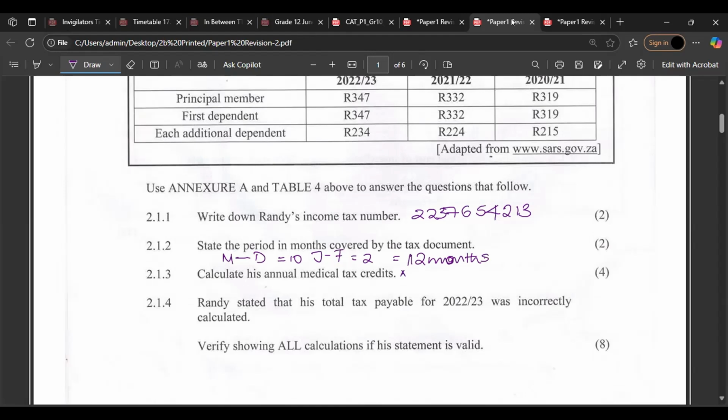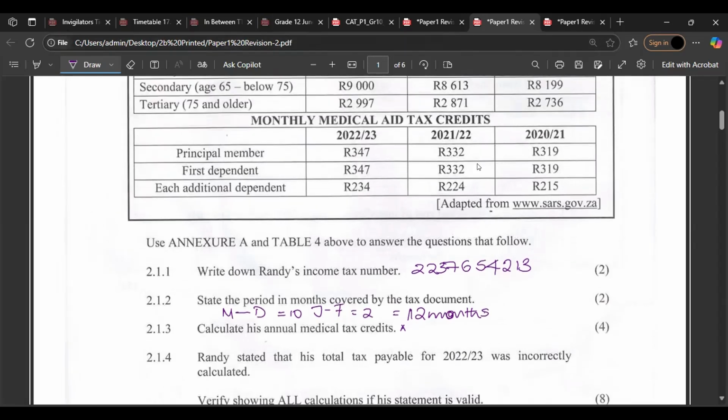This is where we are. This one does not need all, it needs this. Remember, this is monthly. The question wants you to have annual. That means your final answer is going to be multiplied by 12. But before we go to the final answer, ask yourself, how many people do we have? Remember in the scenario, they told us it's himself, then the wife, and the 2 children. So all in all, we are looking at 4 people.